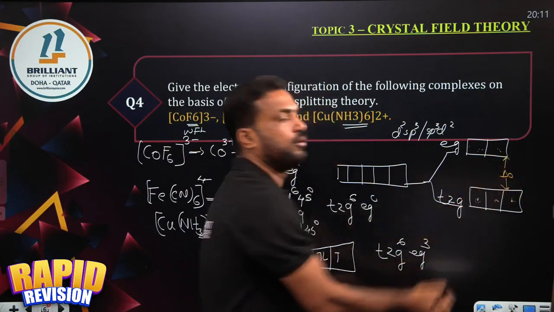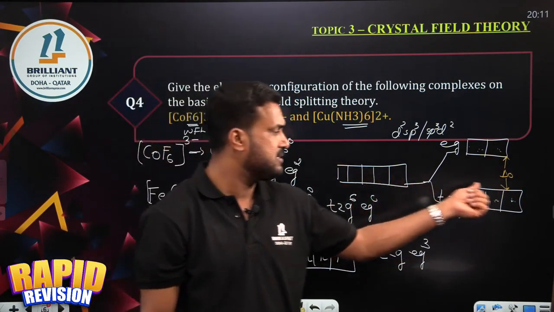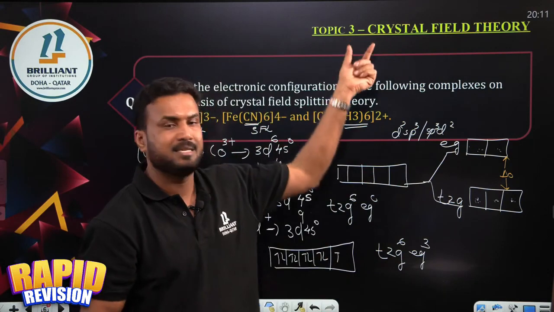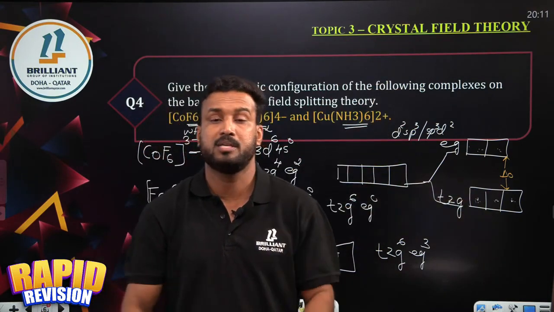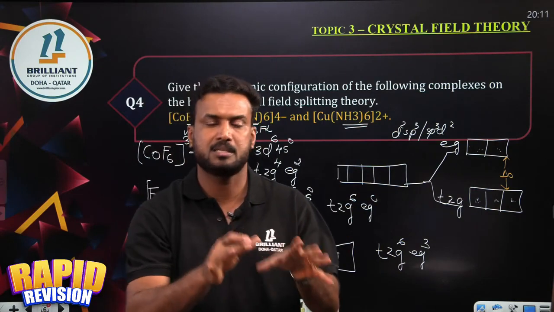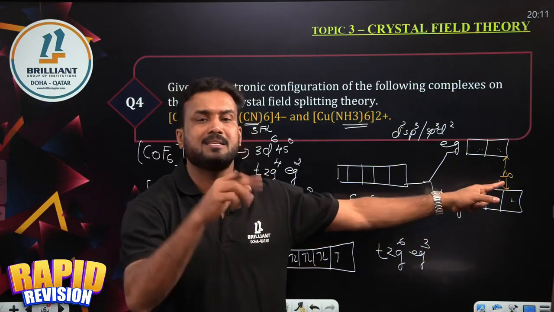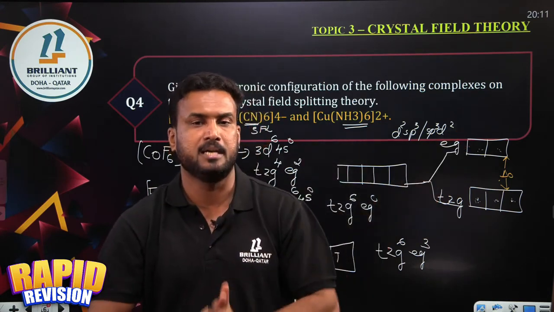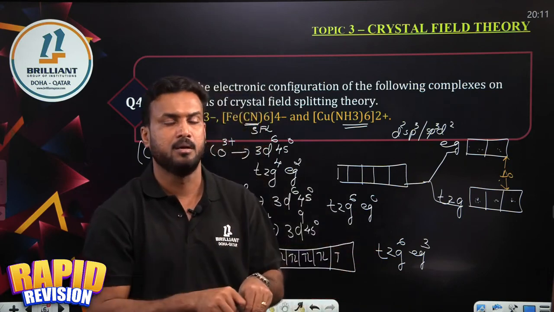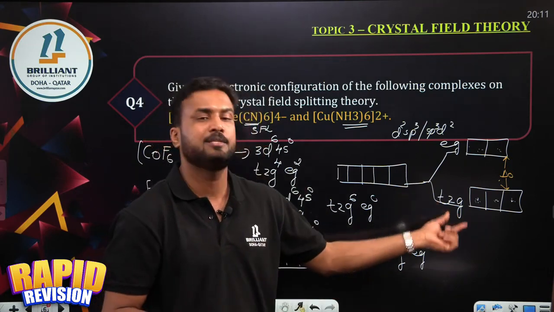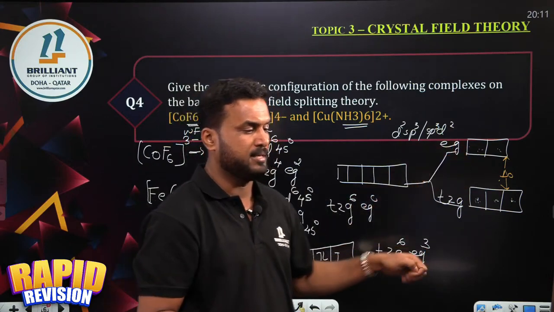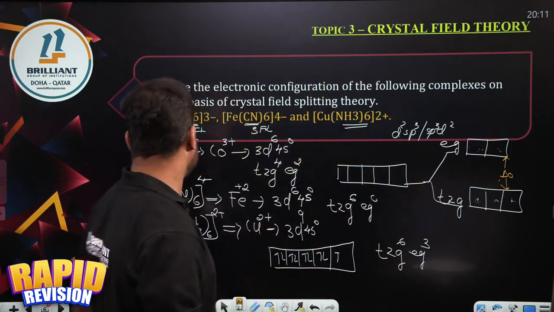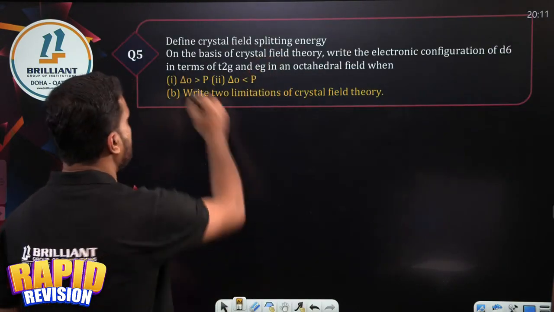Whenever crystal field splitting occurs, there is a difference in energy that we usually represent as delta O for octahedral complexes. If it is tetrahedral, we write it as delta T. So what is delta O? Delta O is called the crystal field splitting energy in octahedral complexes. So they are asking about delta O, or generally crystal field splitting energy. The difference in energy between t2g and eg in crystal field splitting is called crystal field splitting energy. Quite simple. So the first one is over.